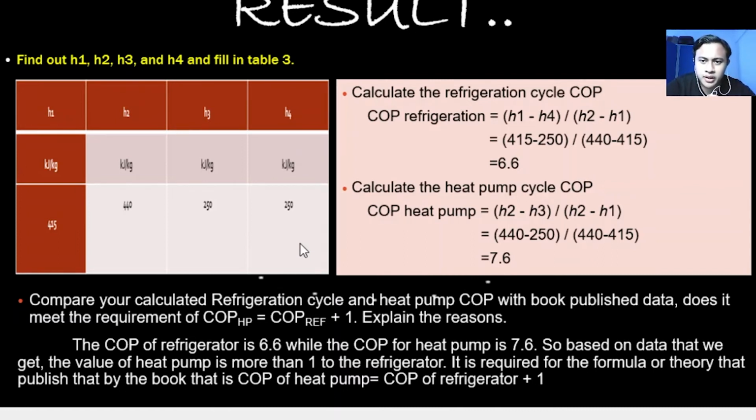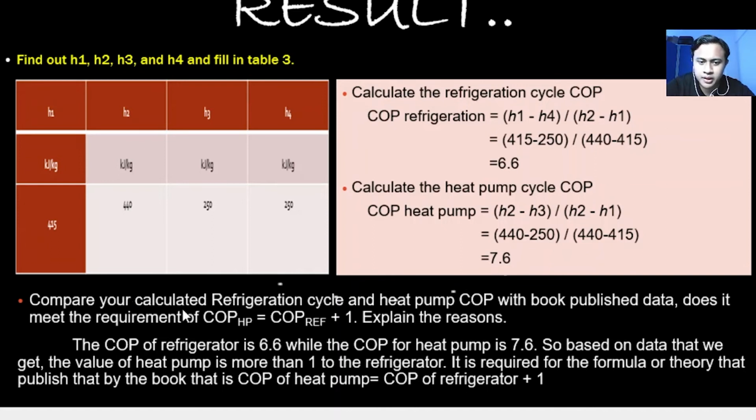So we need to calculate the refrigeration cycle COP and the heat pump cycle COP. COP is the coefficient of performance. So first, for the refrigeration cycle COP, the formula is H1 minus H4 divided by H2 minus H1. So we enter the value and we get the answer of 6.6. And for the heat pump cycle COP, the formula is H2 minus H3 divided by H2 minus H1, and also we enter the value and we get the answer of 7.6.